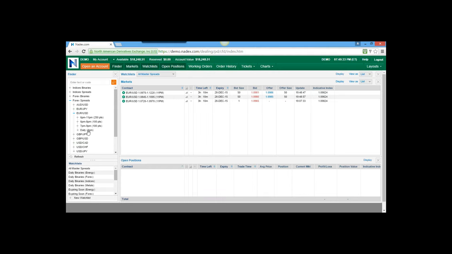Well, hey, my strategy is longer term. I look at hourly bars and stuff like that, so I want a little bit longer time frame. Well, there's a daily spread right here that goes all the way till 3 o'clock tomorrow afternoon, and it's a 600 point wide spread. This is a huge spread.